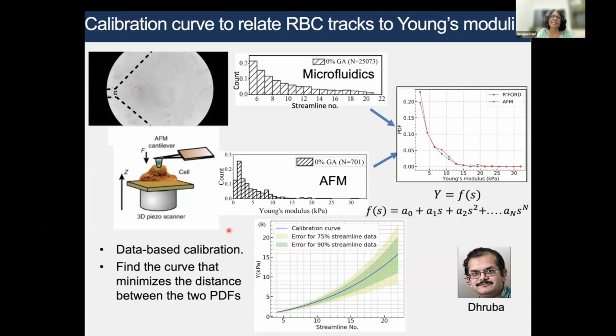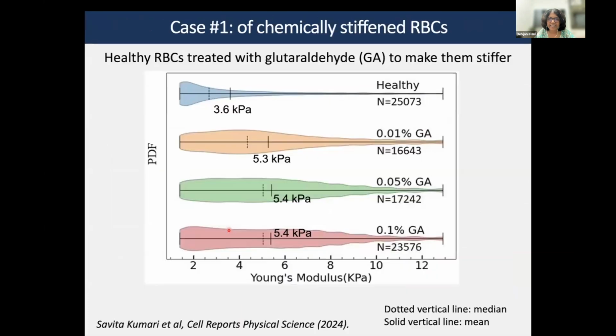So after getting this calibration curve, we went on to validate this. First, we artificially stiffened healthy RBCs by treating them with the chemical glutaraldehyde at different concentrations. And you can see that as we keep increasing the glutaraldehyde, the mean stiffness of the distribution also keeps changing. Okay, so this is as we expect.